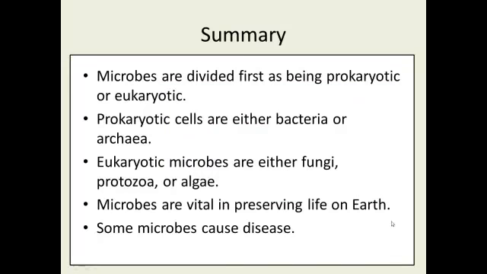Well, that's about it for chapter 1. Excuse me, I'm skipping ahead to the infamous chapter 2. In summary, microbes are divided first as being prokaryotic or eukaryotic. Remember that prokaryotic means they don't have a nucleus. Eukaryotic means that they do have a nucleus. Prokaryotic cells are either bacteria or archaea. Eukaryotic microbes are either fungi, protozoa, or algae. Microbes are vital in preserving life on Earth, in that they recycle nutrients, they fix nitrogen, they photosynthesize, and some microbes cause disease.